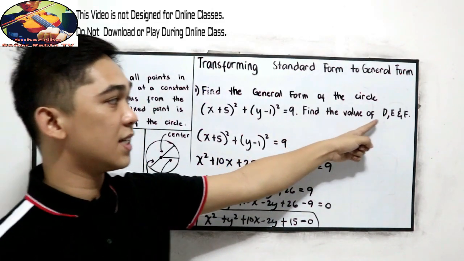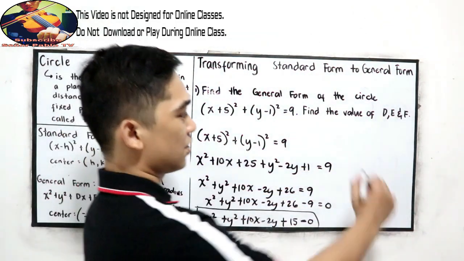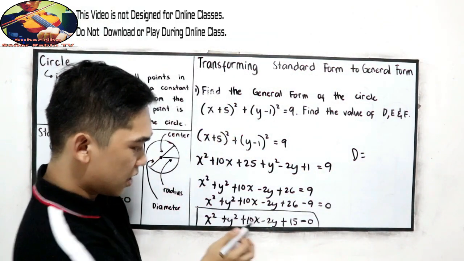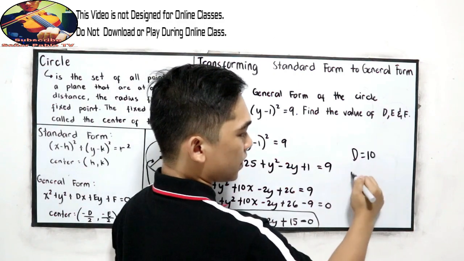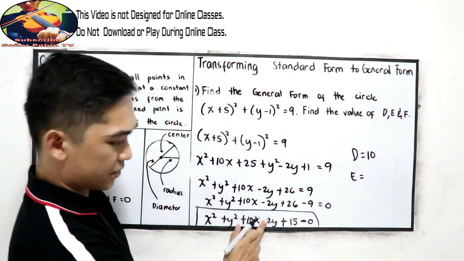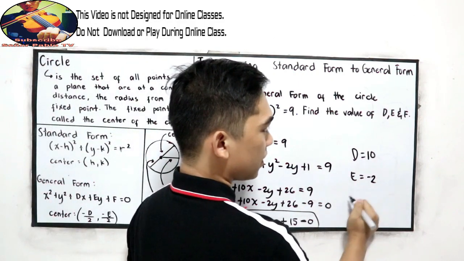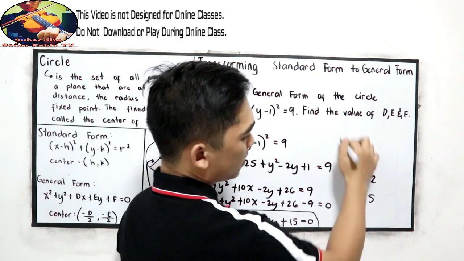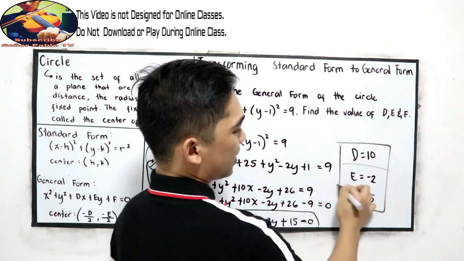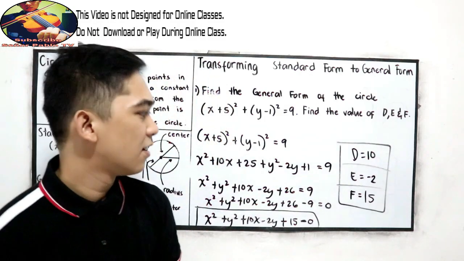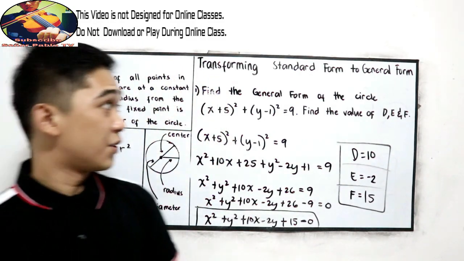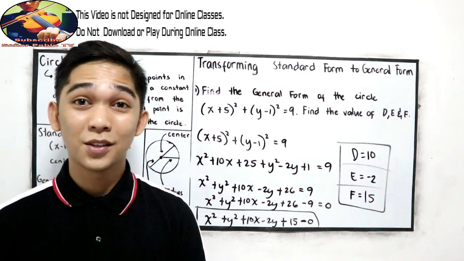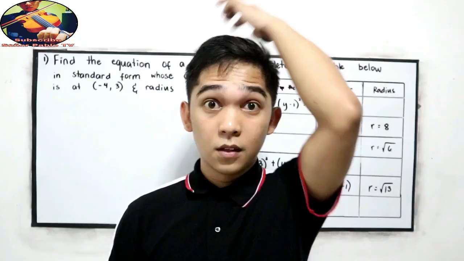Find the value of D, E, and F. So D is 10, E is negative 2, and F is 15. Okay. That is transforming standard form to general form.